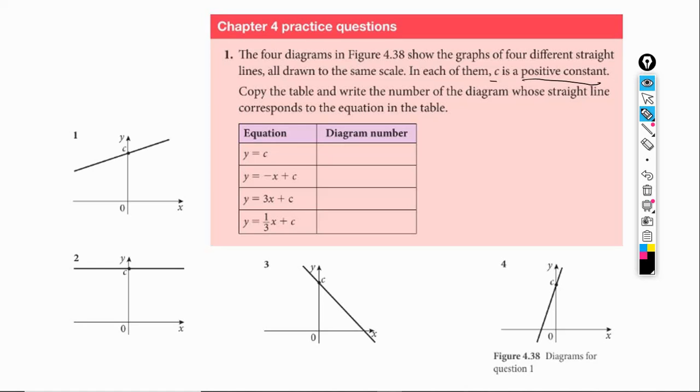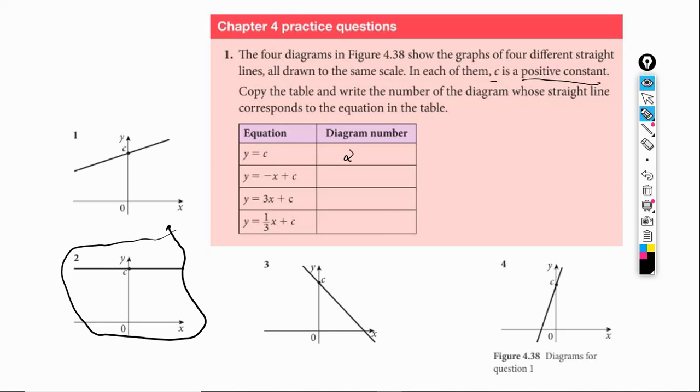The first equation says y equals c. So notice that c is a constant, and they're asking us to identify the line y equals c. We can see very quickly that it has to be this one. This is the one where there is no x. That means that the slope is 0, which gives you a horizontal line. So y equals c is option 2.